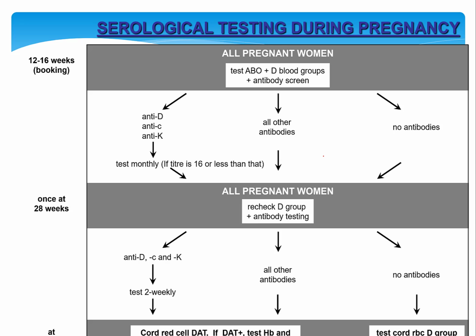So this picture shows how it is done. All pregnant women will get their ABO status and D blood groups. If they are positive, their antibodies are also screened.